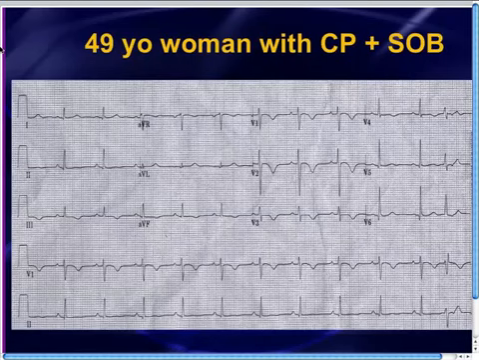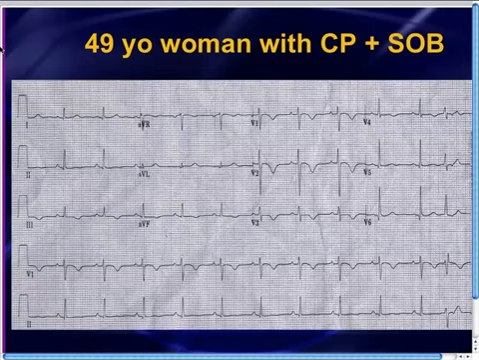This was given to me by someone within our system just probably about a month after Dr. Williams gave me his case. Here's another patient, a 49-year-old woman that presented with chest pain and shortness of breath. Notice the heart rate is in the 70s. This patient is not tachycardic. Chest pain, shortness of breath. This patient had borderline instability.